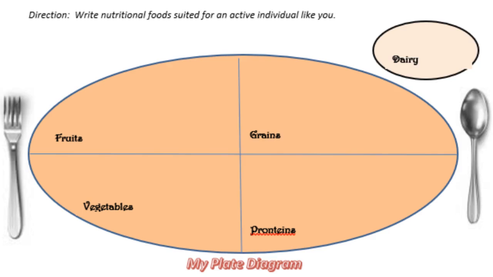Direction for health activity. Write the nutritional food in our plate diagram, which is suited for an active individual like you. What kind of fruit do you like? What type of grains should be eaten to give us ample energy?